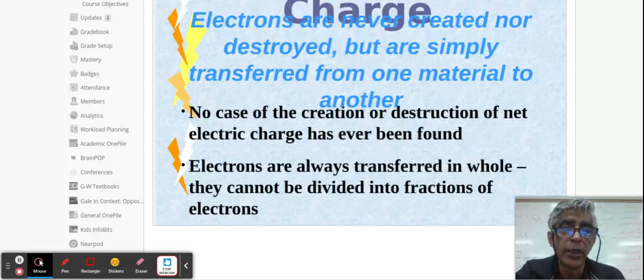And next class, we'll look and see how we charge materials by conduction, friction, as well as induction. And we'll look at what it means for a material to be polarized.